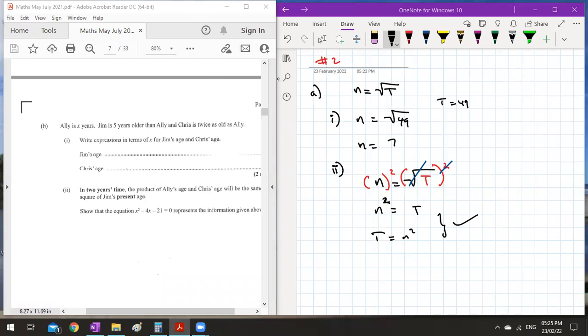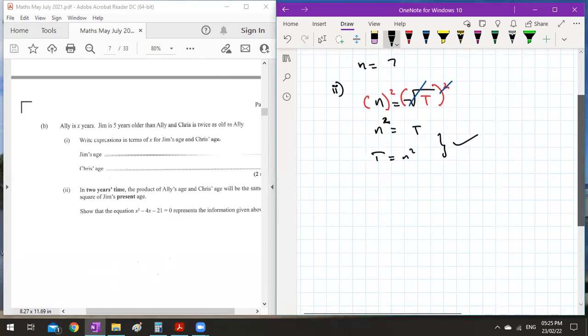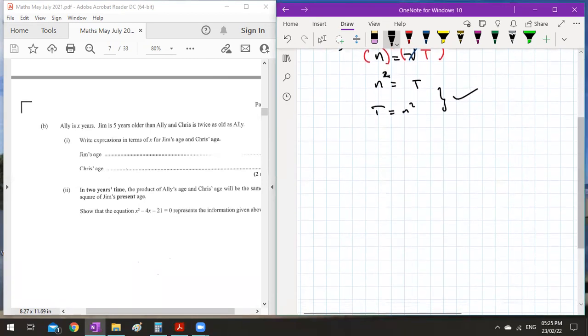So part B. Ali is x years old, Jim is 5 years older than Ali, and Chris is twice as old as Ali. So Ali is x. Jim is 5 years older than Ali, and Chris is twice as old as Ali, right? Write expressions in terms of x for Jim's and Chris's age.